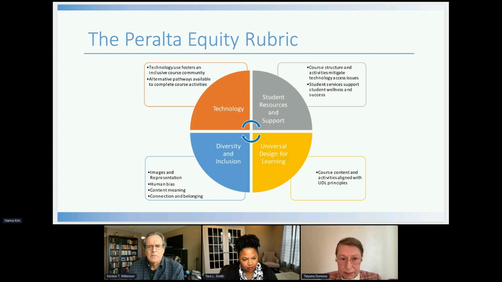Universal design for learning. Then comes the DEI aspect, and there's more than one attribute there, which I believe could be combined. If you follow the PDF, all four remaining categories could be collapsed into one, since they all belong to diversity, equity, and inclusion. These are the images and representations, as someone already mentioned. It is also addressing human bias, and it is content, meaning, and fostering connections and belonging.